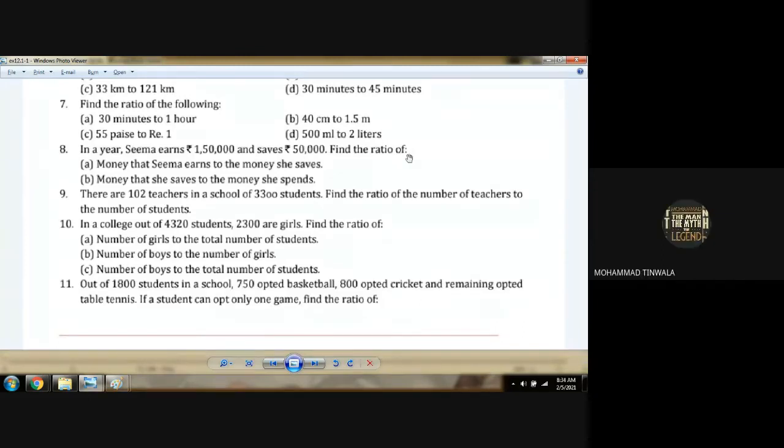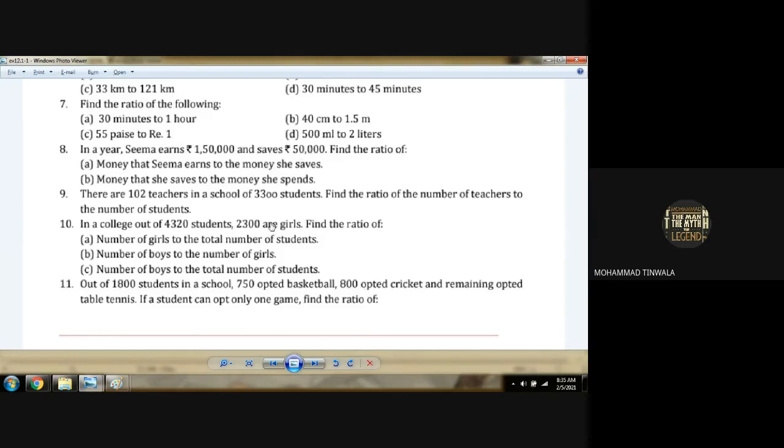Now she earns 1,50,000 and she saves 50,000 rupees. Are you getting? She is saving from her earnings. So we have to find the ratio of the money that Seema earns to the money she saves. Seema earns 1,50,000 to the money she saves, 50,000. Second option, what we have to do? Money that she saved to the money she spent.